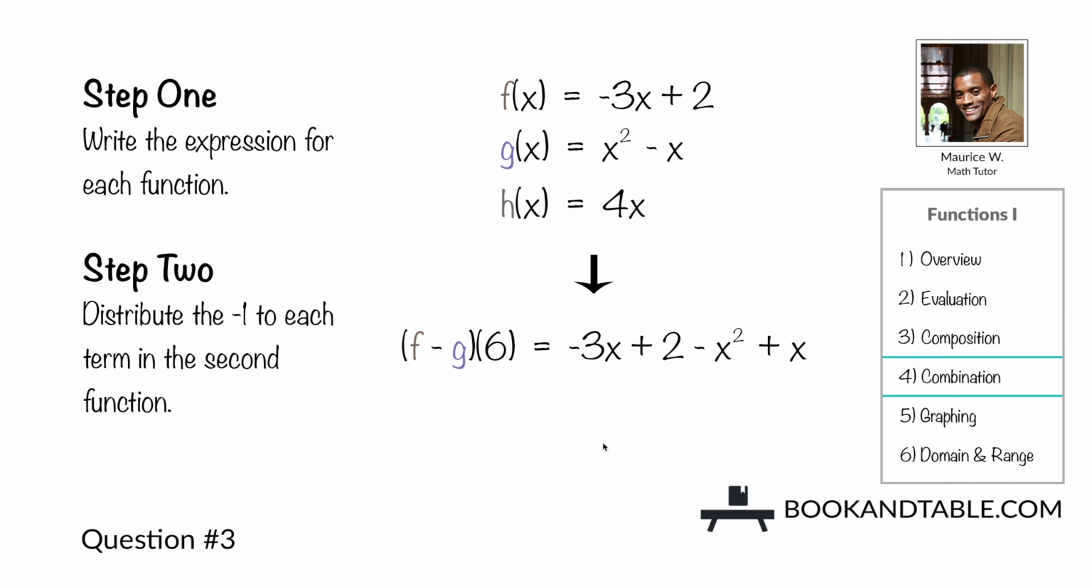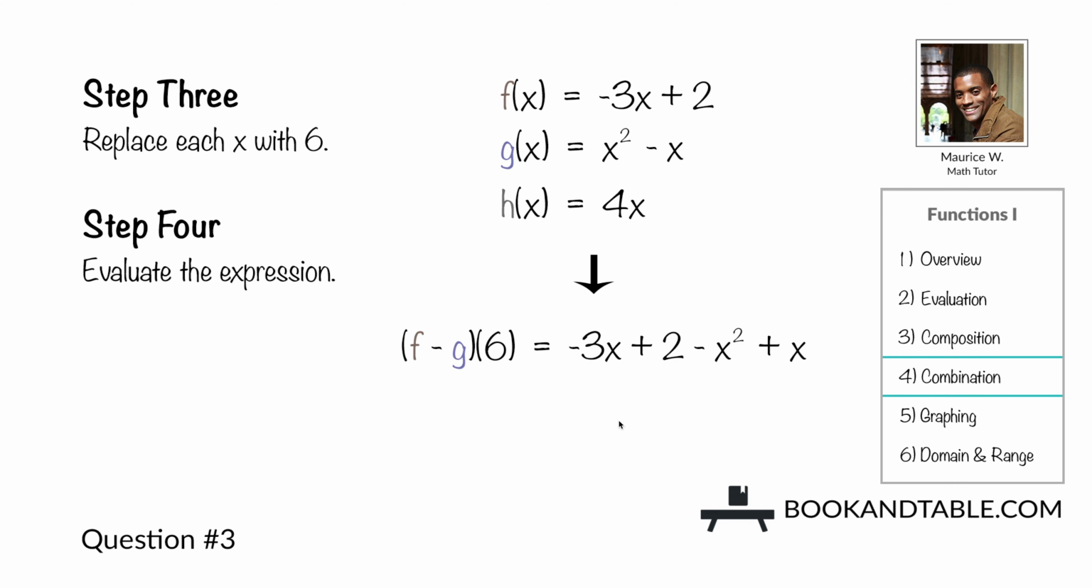And now step 3, what we want to do is replace each x with 6. So we replace this x with 6, this x with 6, and this x with 6. Giving us negative 3 times 6 plus 2 minus 6 squared plus 6. And now we can evaluate the expression here. Giving us negative 3 times 6, which is negative 18, plus 2 minus 36 plus 6.